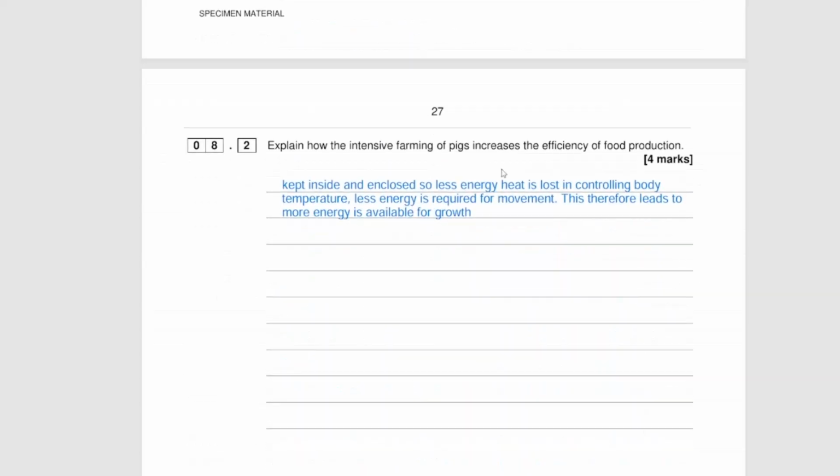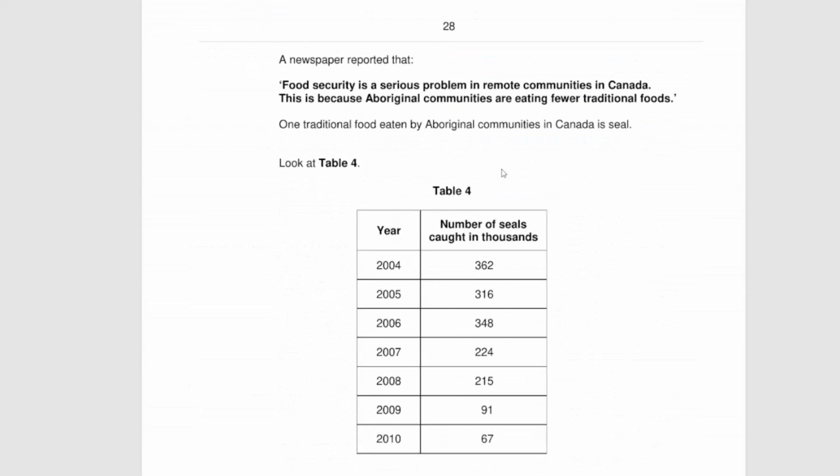For 8.2, explain how the intensive farming of pigs increases the efficiency of food production. They're kept inside and enclosed, so less energy and heat is lost in controlling body temperature. Less energy is required for movement because they're enclosed and can't move around as much. This leads to more energy being available for growth, which means they'll grow more and need to be fed less, meaning it's more efficient for food because it's cheaper.